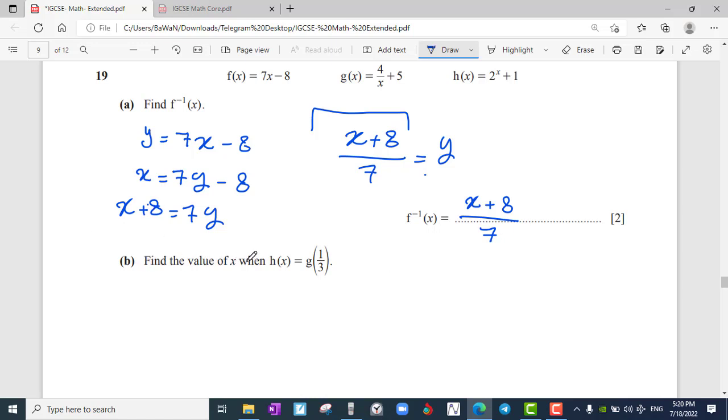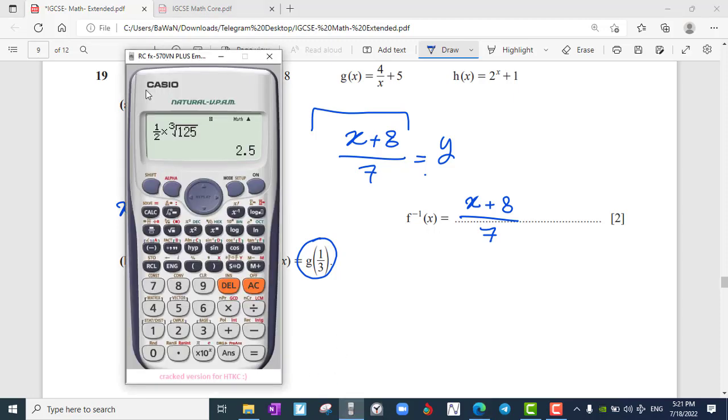Find the value of x when h(x) is equal to g(1/3). This side has a number, g(1/3). We can easily find this. We just replace x by 1 over 3. Let's write it properly. g of 1 over 3 is equal to 4 over 1 over 3 plus 5. These are all numbers. We can do it by calculator.